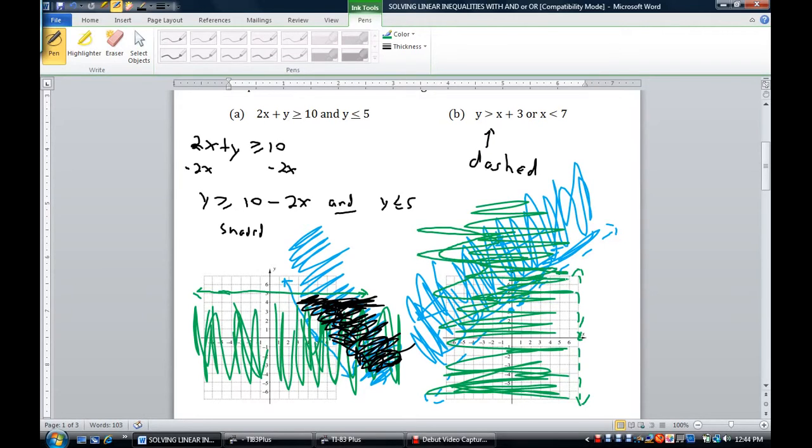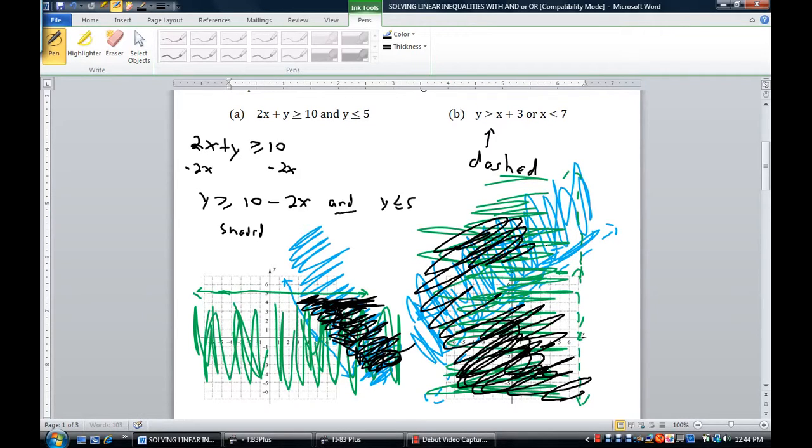Now, what the issue is, it's an OR statement. Since it's an OR, it's the union of the two, which means it takes absolutely everything that's being shaded. So it's all the green and all the blue. Notice how I even went up here because the blue kept on going. So it's everything above the blue and everything to the left of the green.